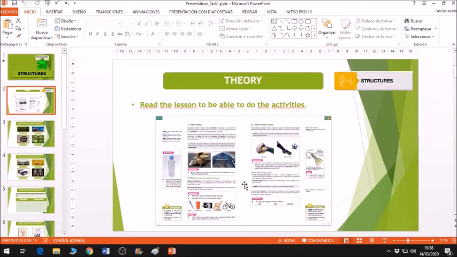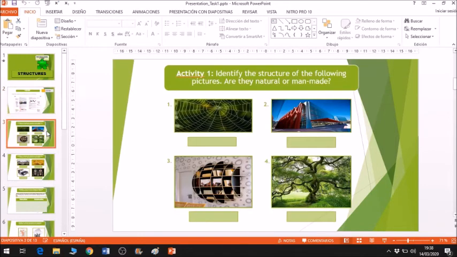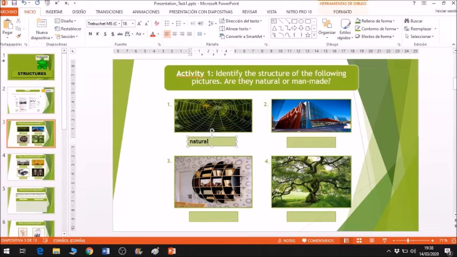You will have here the 2 pages of the book that we have underlined. And in the first activity, you have to identify the structure of the following pictures. Are they natural or man-made? When you press here, you can write natural or man-made. Okay, this one is natural. It is made by a spider, so you have to complete the rest of them. Okay.